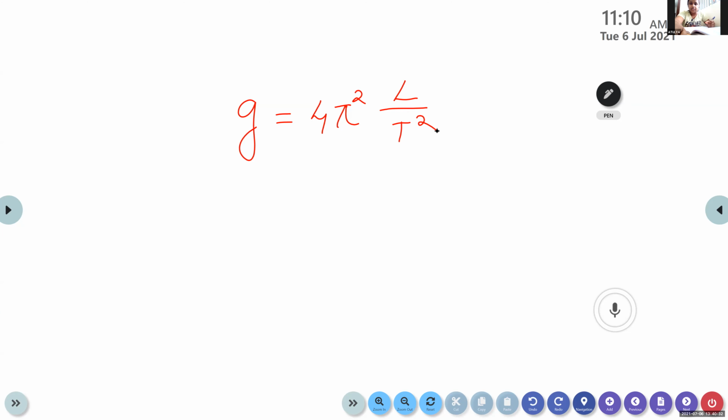Delta G by G equals... What about this 4 pi square? 4 is a number, pi is also a constant. So this term is a constant. We don't need to express it in terms of relative error, because 4 and pi are constants. So the first term of that equation remains a constant. We don't need to bother about it.